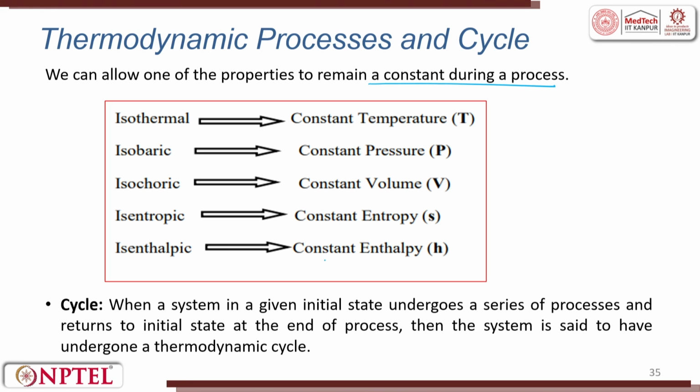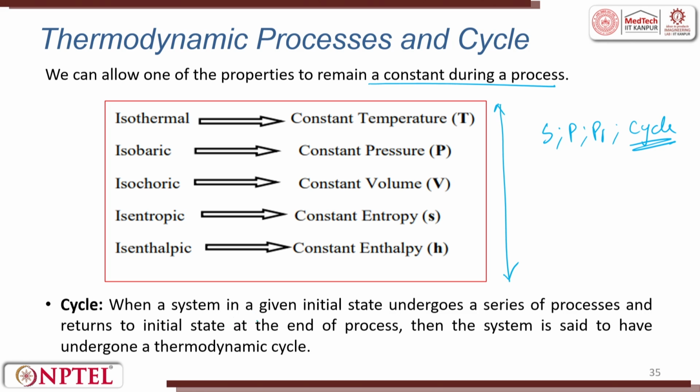Isoenthalpic means constant enthalpy. So these are some of the most important properties you should understand: isothermal, isobaric, isochoric, isentropic, isenthalpic. A cycle. So now state is done, path is done, process is done. Now we are trying to see a cycle.